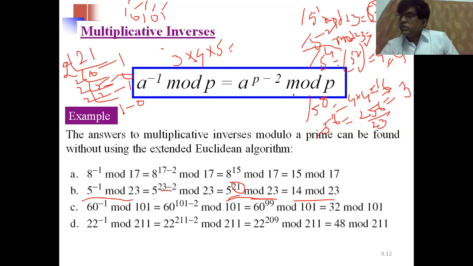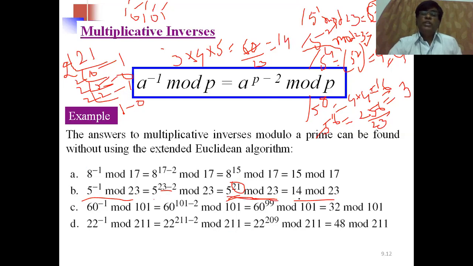1 0 1 0 1. So 12 12 5 is 60. Again modulo divide this with 23. So 23 2s are 46. 60 minus 46 equals 14. So 5 power 21 mod 23 is equal to 14 mod 23.